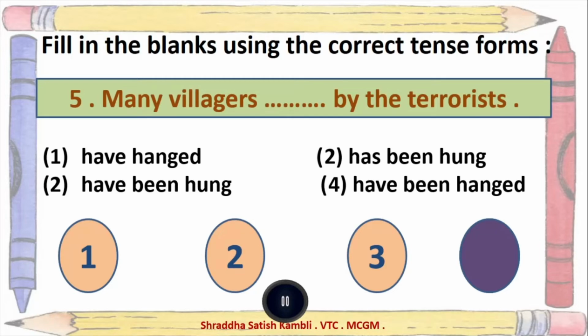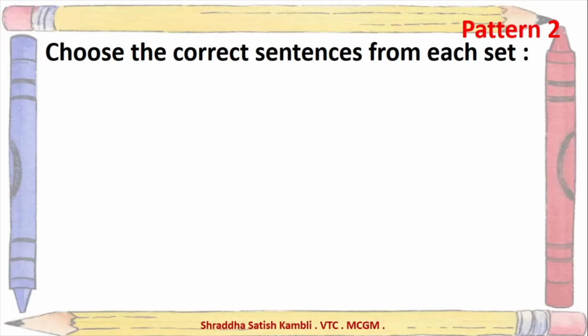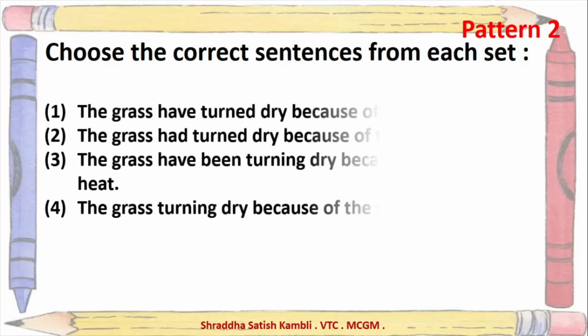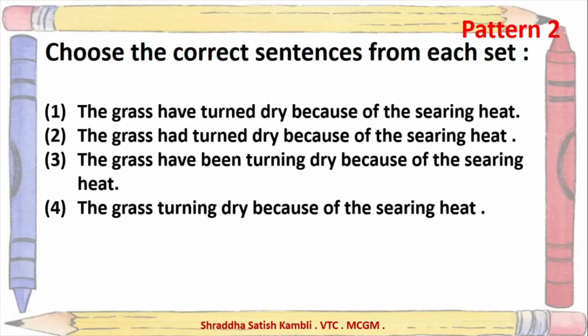Okay, so this was the first pattern of questions which might be asked based on this topic. Let us now move on to pattern 2, where you have to choose the correct sentences from each set. So here is your first set of sentences. You have to select one of them because one of them is right, the others are not. Option number 1 says the grass have turned dry because of the searing heat. The grass had turned dry because of the searing heat. The grass have been turning dry because of the searing heat. And the grass turning dry because of the searing heat.